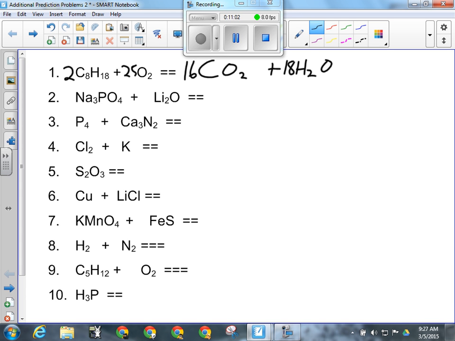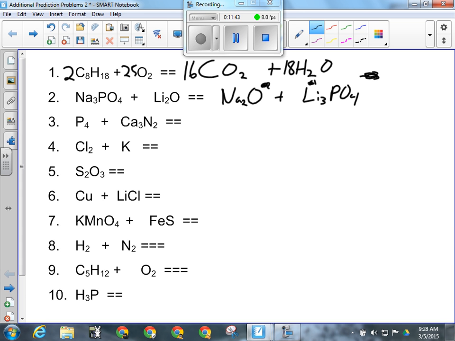Okay. Number 2, I've got sodium phosphate, which is an ionic compound, reacting with lithium oxide, which is an ionic compound. So this is a double replacement. What do I do with the metals? Switch them, right. So sodium ends up with oxygen, lithium ends up with phosphate. Now I have to drop and swap. Oxygen is a -2, sodium is a +1, so we're looking at Na2O. Phosphate is a -3, lithium is a +1, so we're looking at Li3PO4.